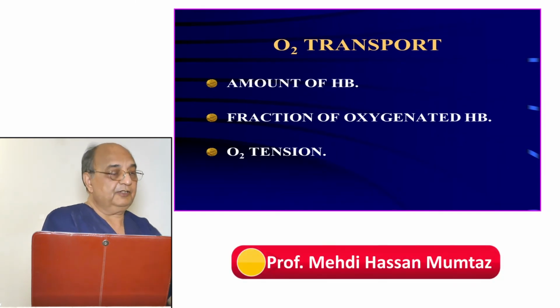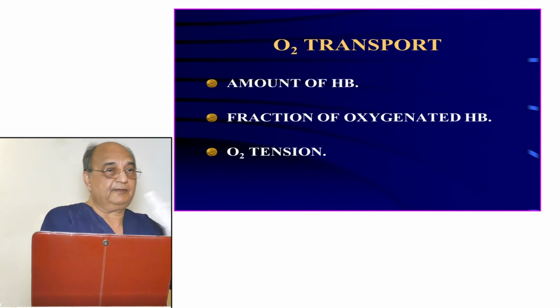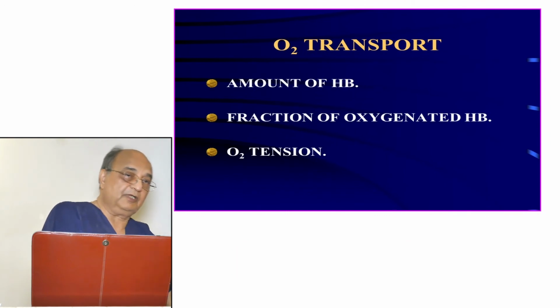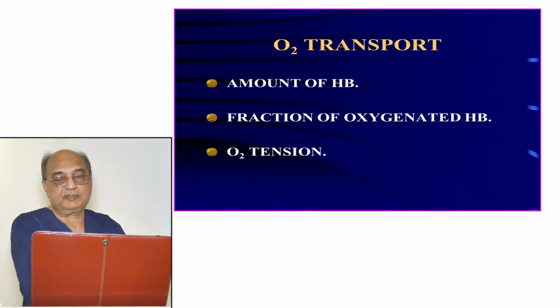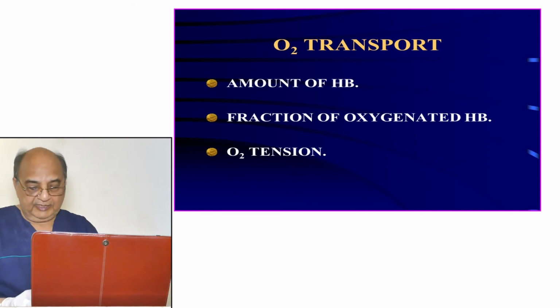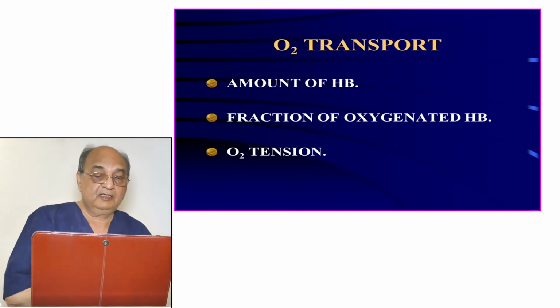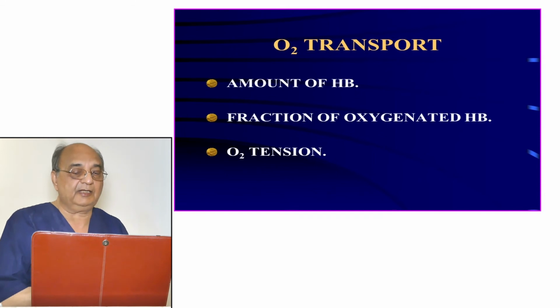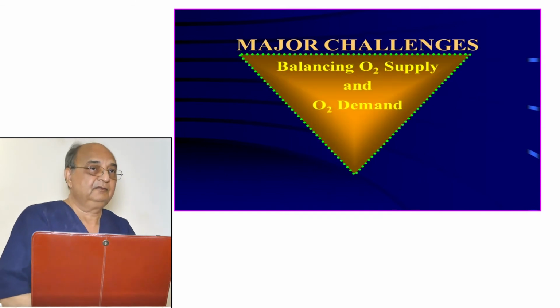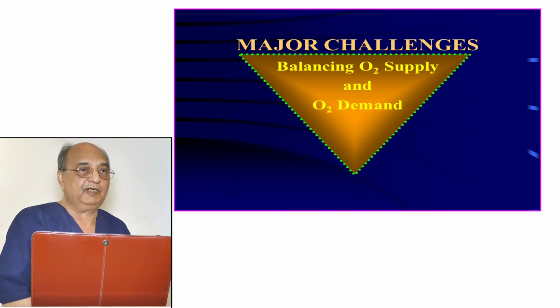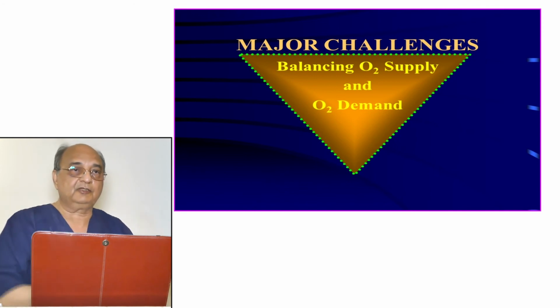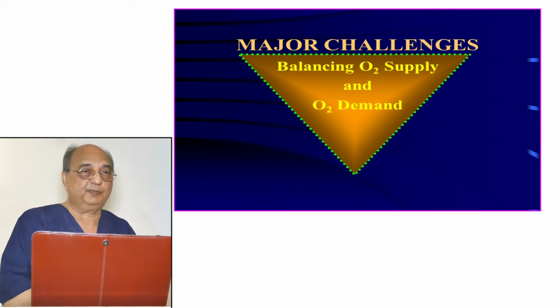Now, this oxygen dissociation curve can be shifted towards the left or right. There are factors which we will mention later on. Actually, the major challenge is we have to balance the oxygen supply and the oxygen demand. For example, if the patient has hyperthyroidism or hypermetabolic states, then the oxygen demand is more, but if we go on supplying the normal amount, that will create a discrepancy.